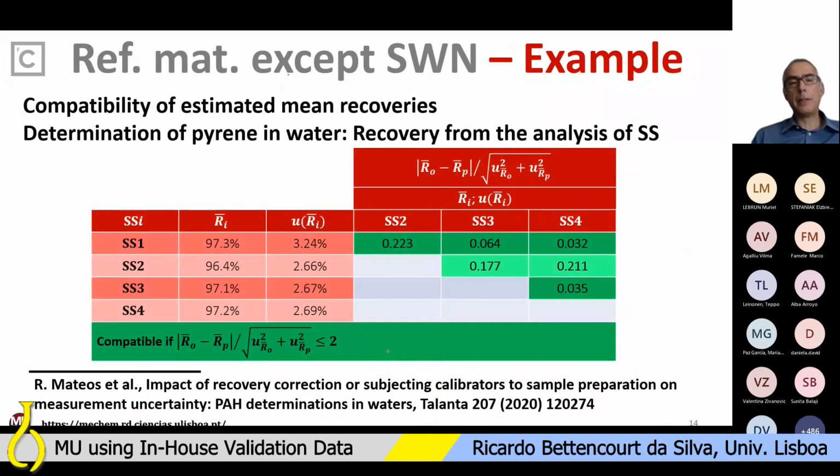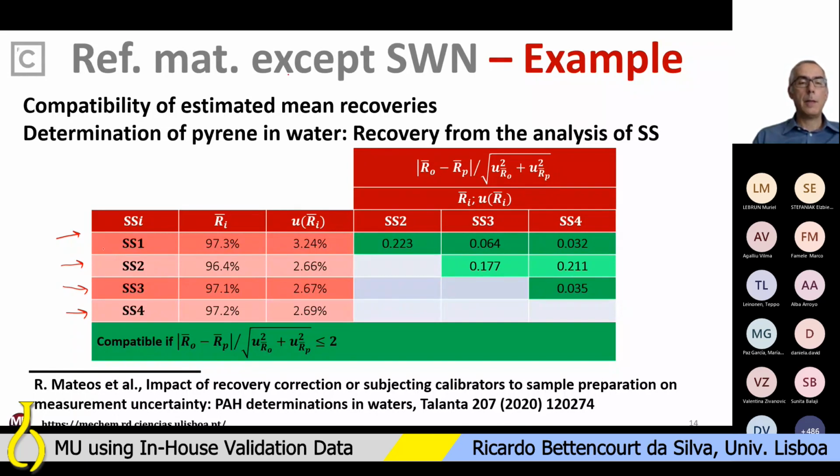And let me give you an example. Determination of pyrene in waters of the other mentioned publication. So in that case, what we have in front of us is the 4 spiked samples, okay, 4 mean recoveries, 4 standard uncertainties of mean recovery. So we calculated the mean recovery and uncertainty associated with mean recovery for each different reference material.